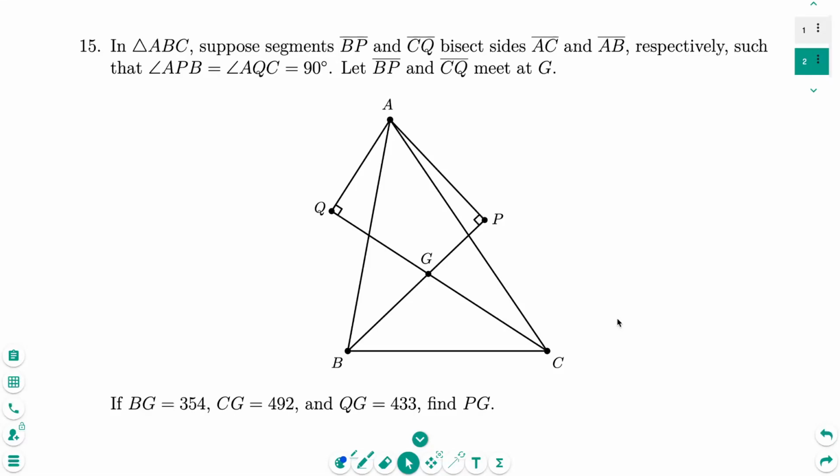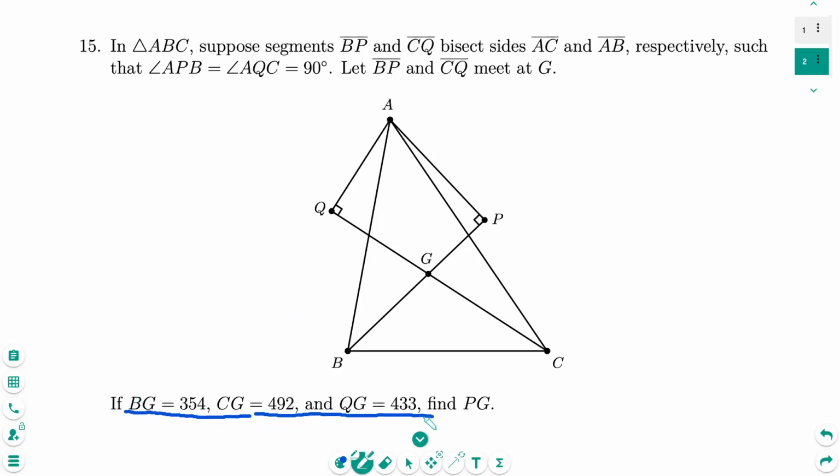Today we've got OMMC 2024 problem number 15. So let's get right into it. Here we have triangle ABC. We're dropping the feet from A onto the two medians, and then we're given three side lengths, seen right here, and we want to find a fourth side length.